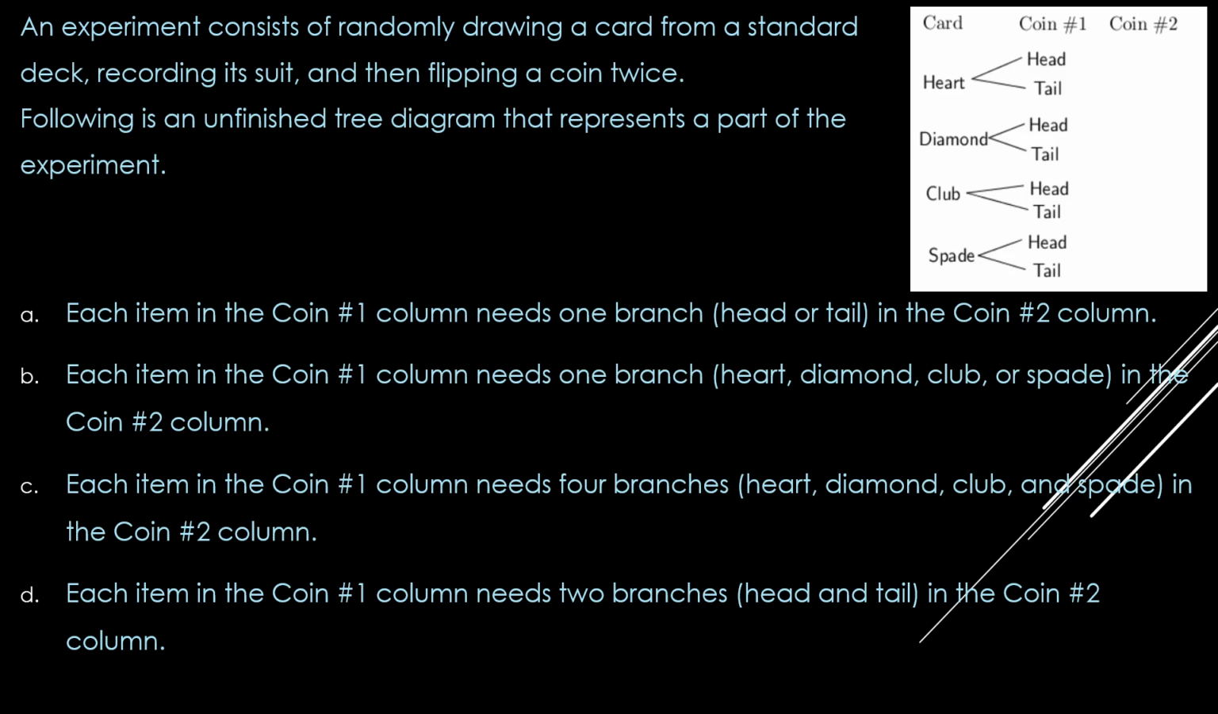An experiment consists of randomly drawing a card from a standard deck, recording its suit, and then flipping a coin twice. The following is an unfinished tree diagram that represents part of the experiment. So what we need to do is figure out which one of these answer choices will correctly finish this tree diagram. It says in our description that the coin is being flipped twice. So I need to have some sort of coin flips on this coin number 2.